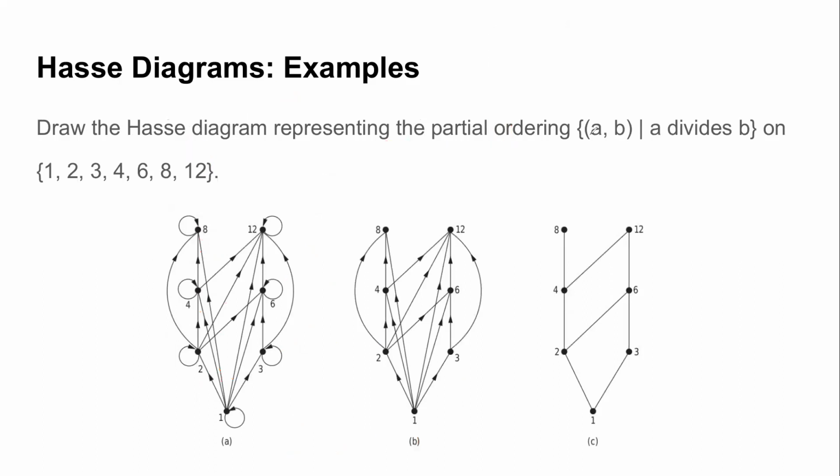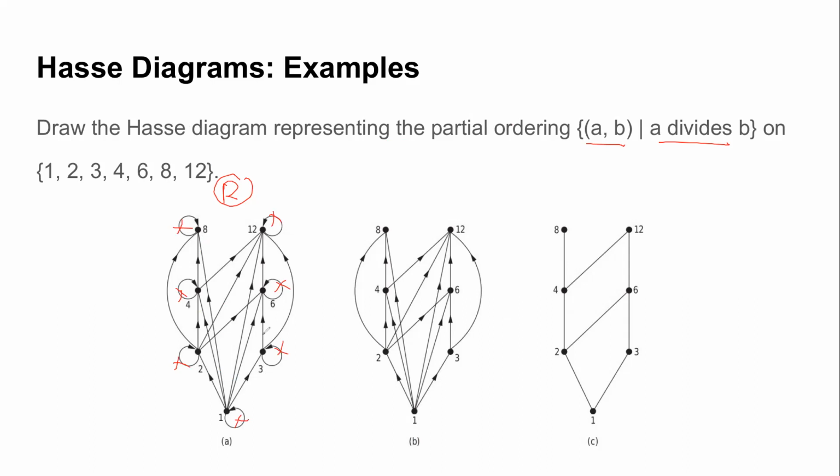So this is another partial ordering of sets A B such that A divides B. Okay, like 1 divides 2, 2 divides 4, 4 divides 8, 3 divides 6, 6 divides 12. So this is the relation or directed graph of this. Okay, so how to make its Hasse diagram: remove all the self loops.